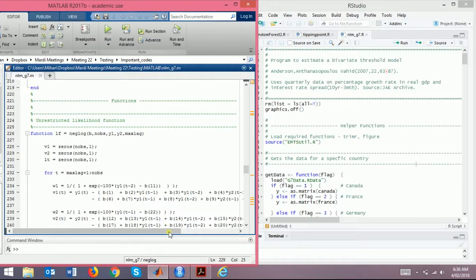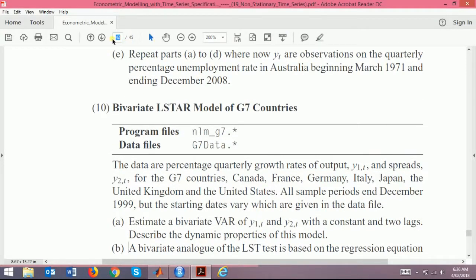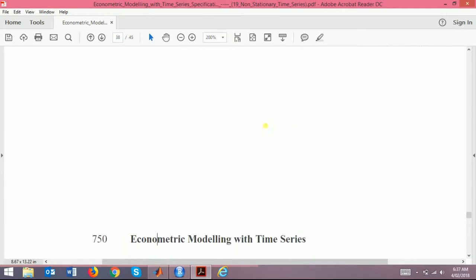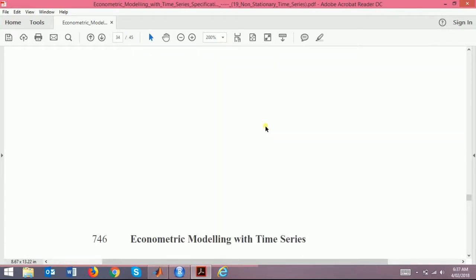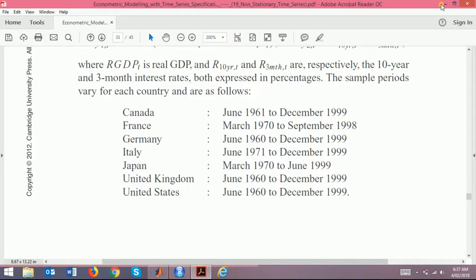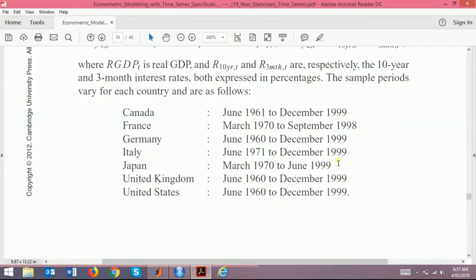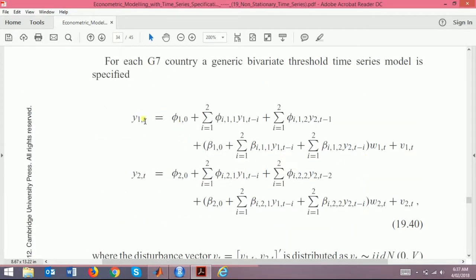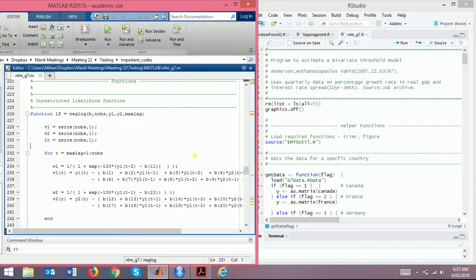So first, the unrestricted likelihood function. What do we have? We have the number of observations, bivariate L-star model. Let's go up, and we are here in our model discussion. We have different countries and different interest rates, and so we have B, number of observations, y1, y2, max lag. So this is what we are gonna find: y1, y2 parameters and the maximum number of lags.